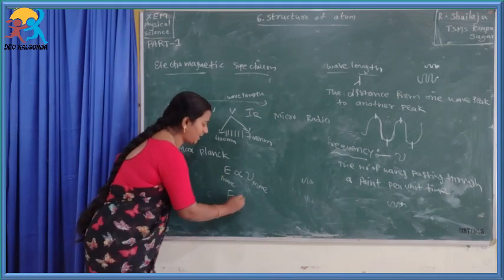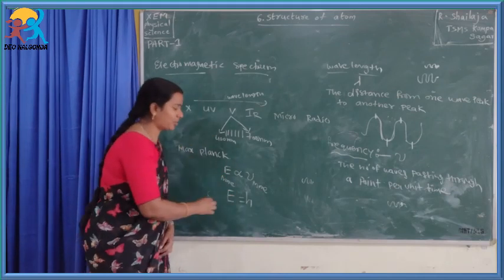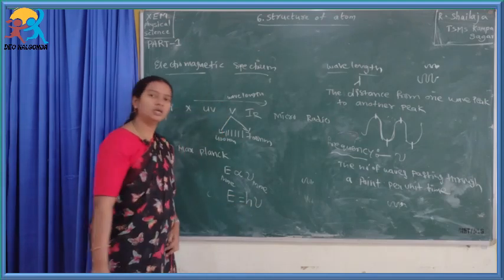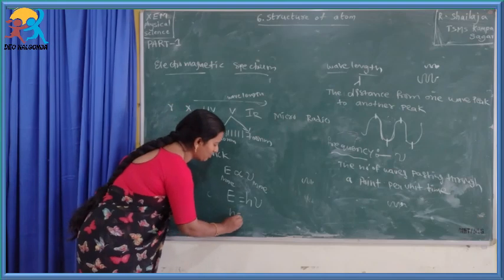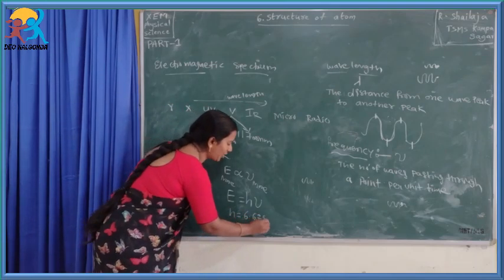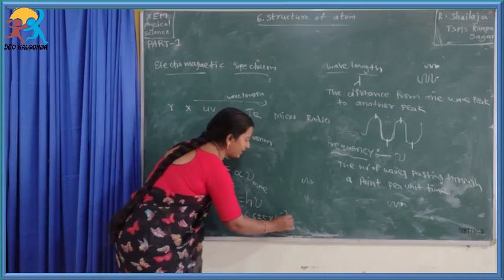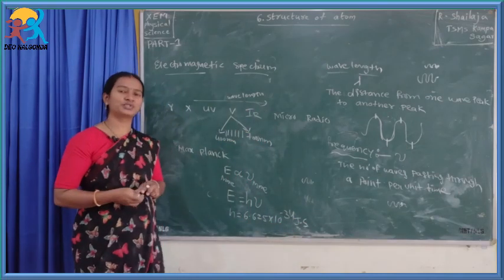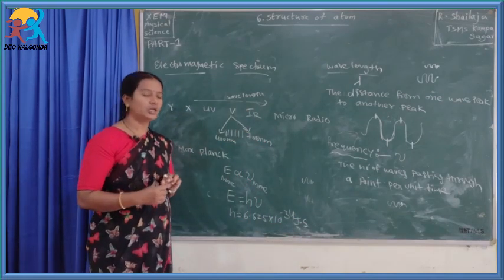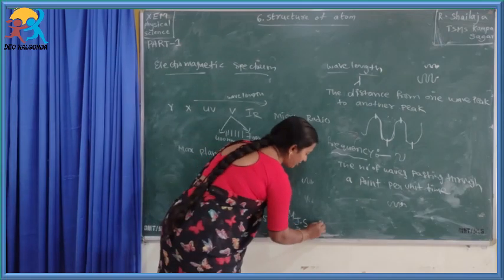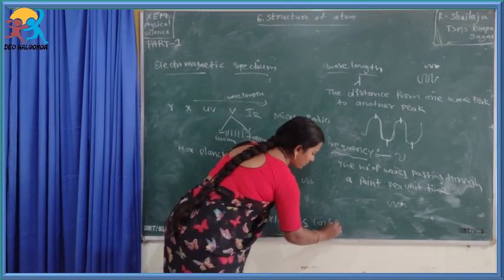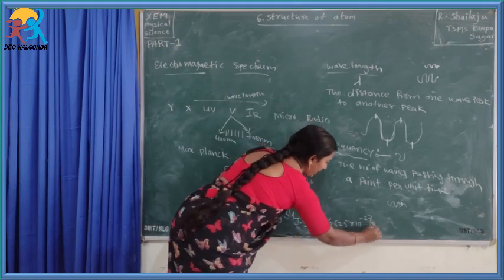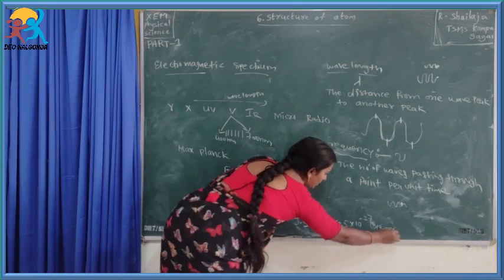So next, E equals h nu, where h is Planck's constant, which Max Planck proposed. h is 6.625 into 10 to the power of minus 34 joule-seconds. If converted into ergs, it is 6.625 into 10 to the power of minus 27 erg-seconds.